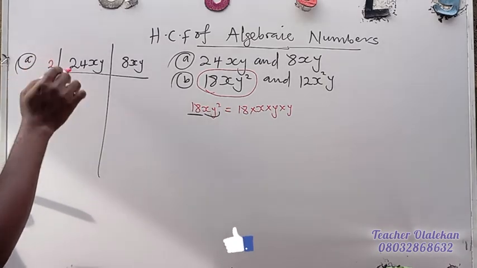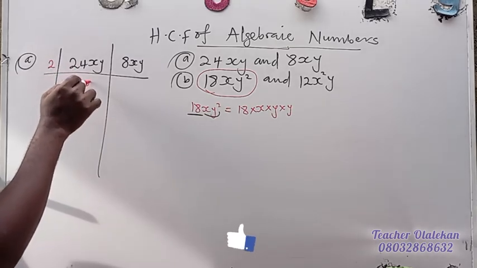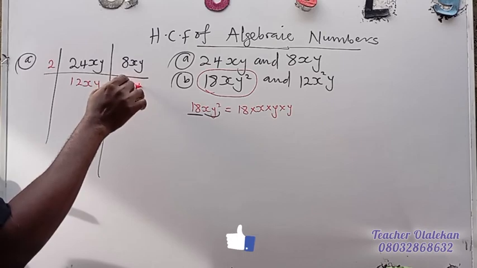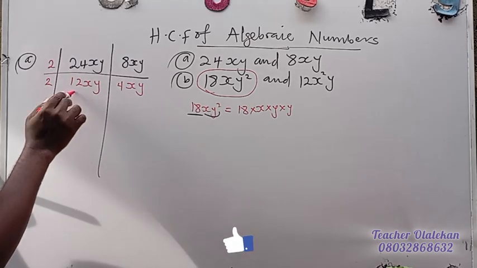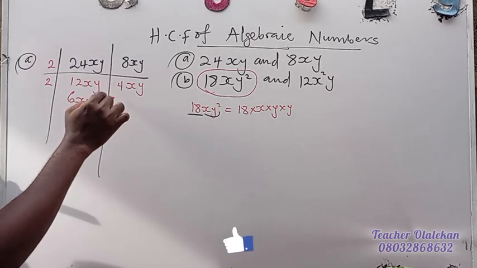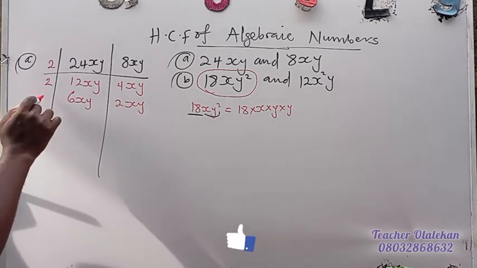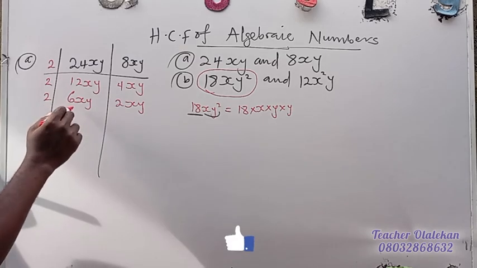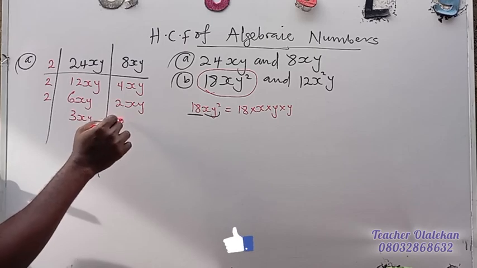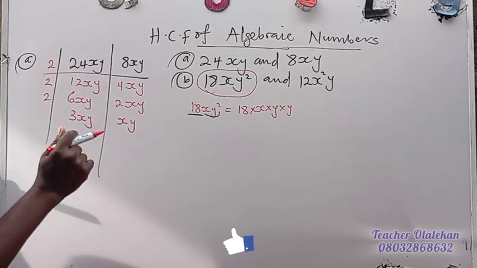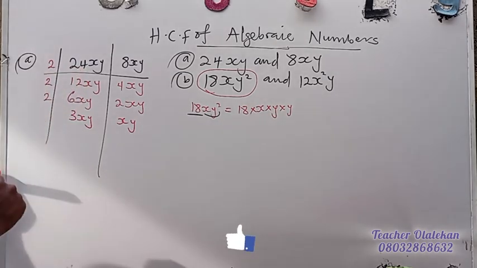We first start with 2. That gives 12xy and 4xy. We use 2 again. This becomes 6xy and 2xy. We use 2 again because 2 can still go into 6 and 2. That becomes 3xy and xy. So 2 is off, meaning we're done with the figures.